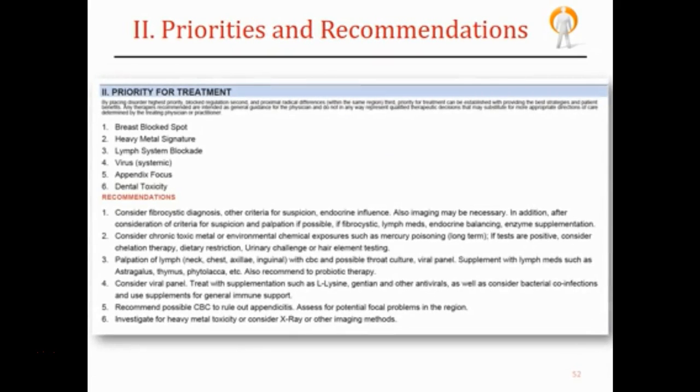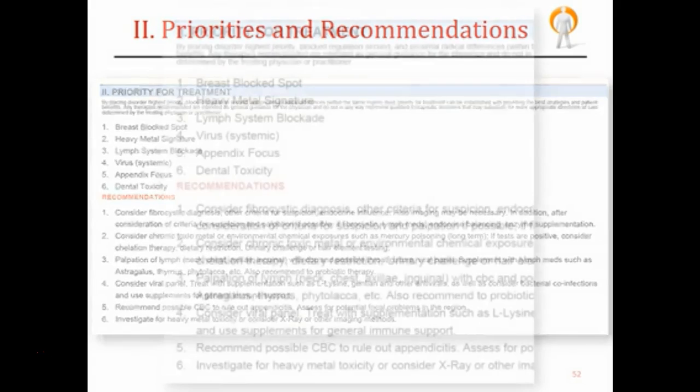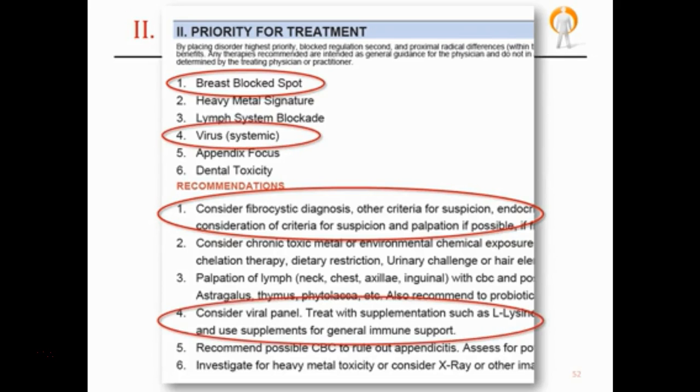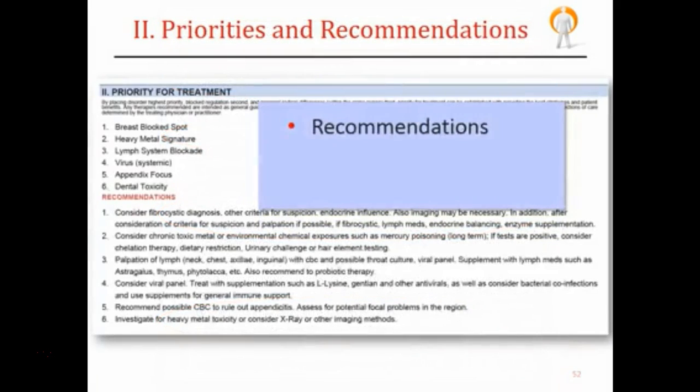Section 2 is priority for treatment, and it has a list of priorities for you to consider in light of all the findings and the patient's case and history. Each priority has a corresponding recommendation, suggesting further testing and general medicines. The first sentence in the recommendations is a conventional medicine suggestion, and the rest are naturopathic and integrative.